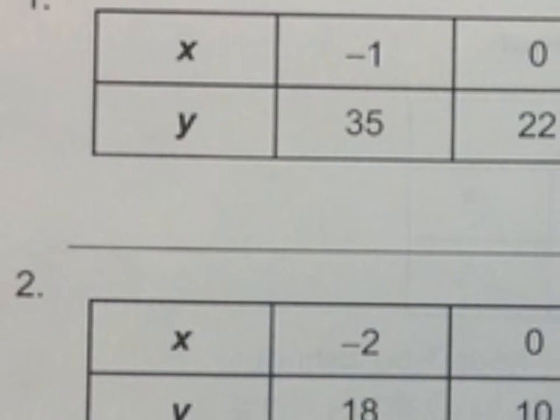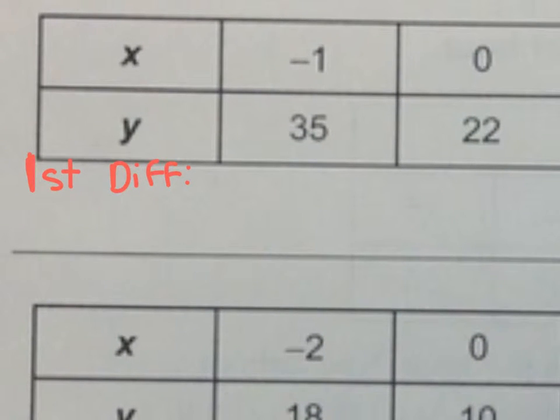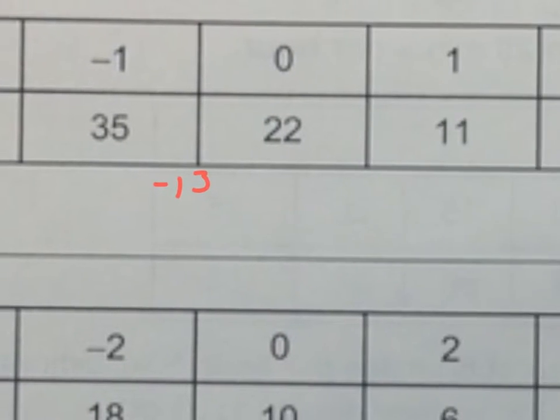So on number one, what I would do is write down first differences, or first diff. And the way to do that would be to take 22, take away 35. And 22 take away 35 is negative 13. Okay, so notice I'm writing the negative 13 in between the 22 and the 35, right in the middle. So again, 22 take away 35 gives you negative 13. Let's move on to the next one.